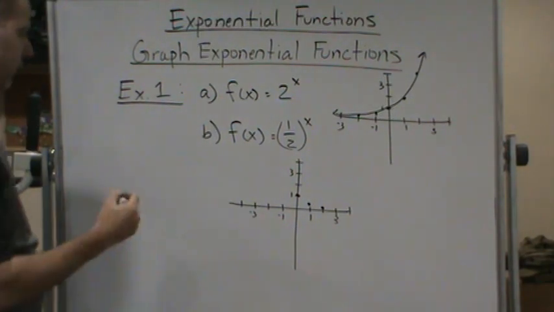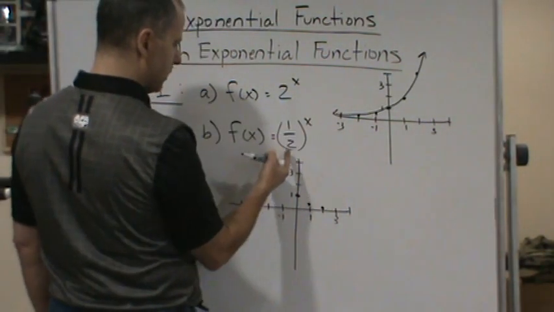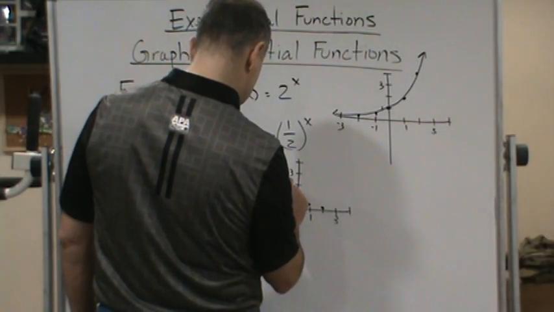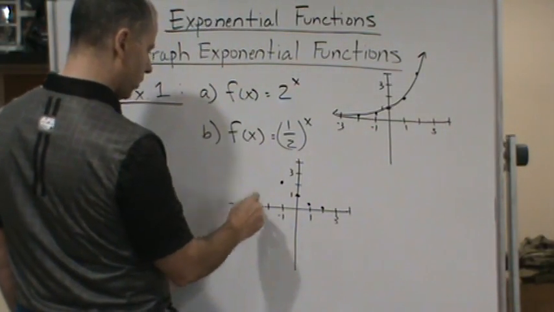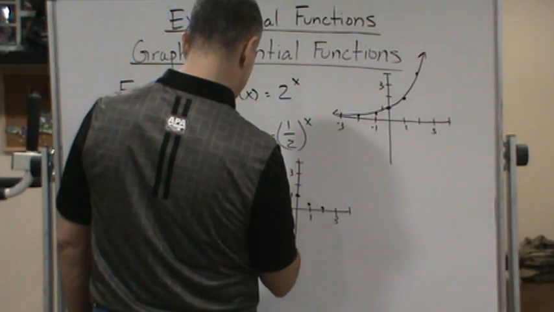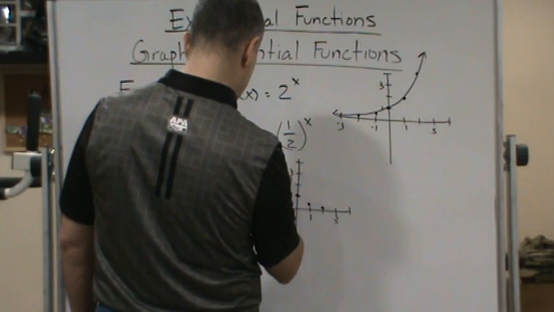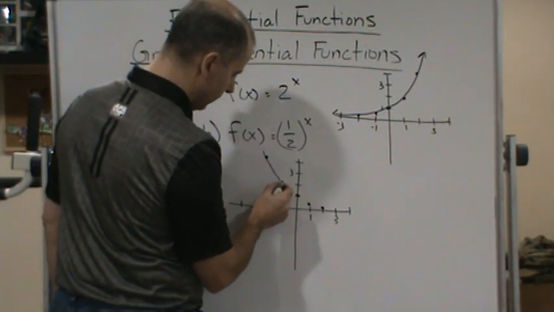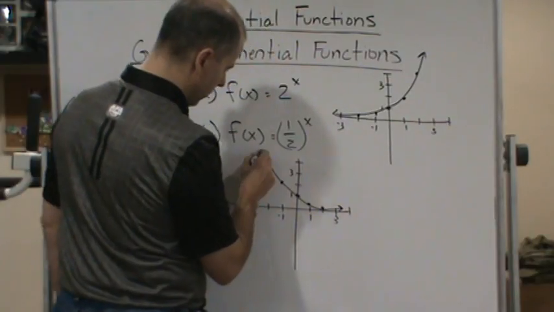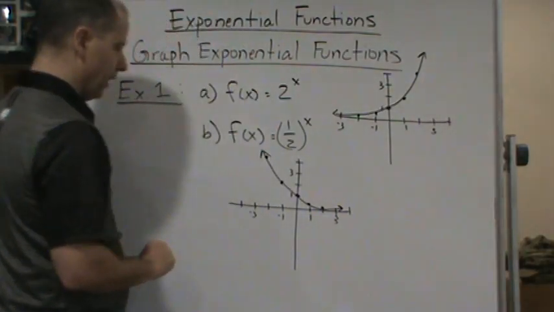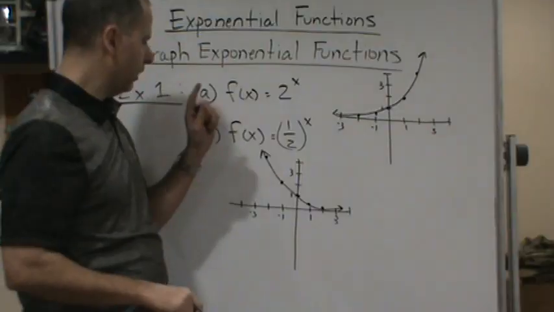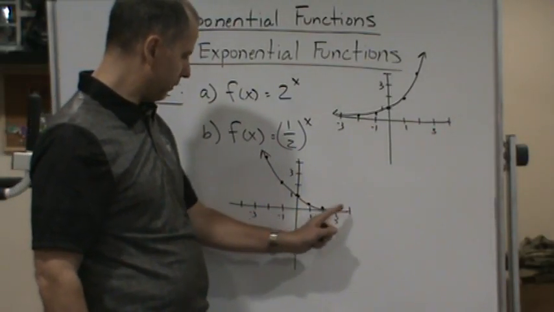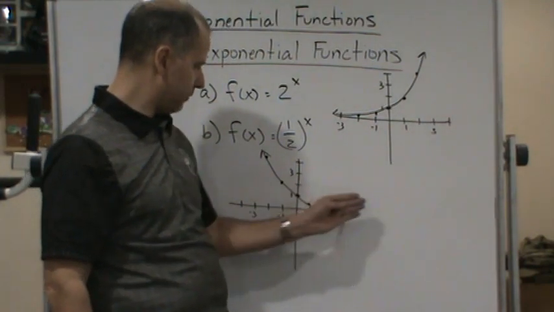Now what about going negative? What about -1? Well, now it's the reciprocal of this, which is 2. So at -1, we're at 2. And then at -2, we're at 4. And so what do we have? We have something that looks like this.